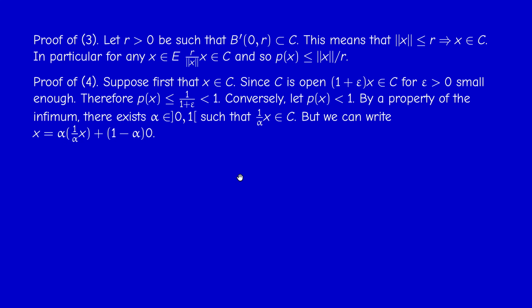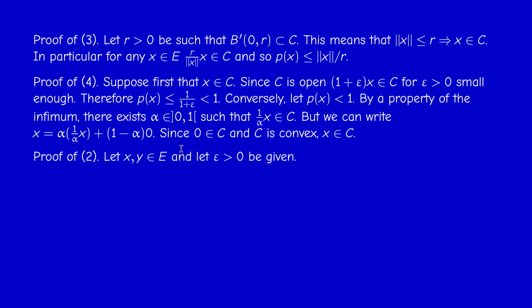Okay. So now we can write x as alpha times 1 over alpha x plus 1 minus alpha times 0. So this is a convex combination of 1 over alpha x and 0. And now here is where I used convexity of C: 0 is in C, 1 over alpha x is in C. So this convex combination also belongs to C. So x belongs to C. And this proves the reverse inclusion.